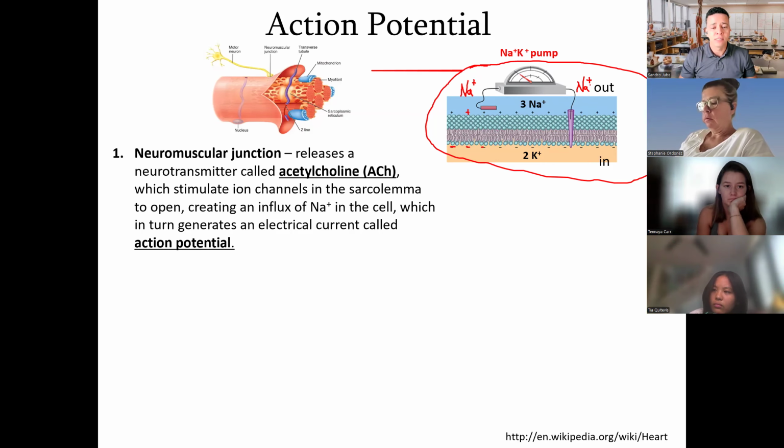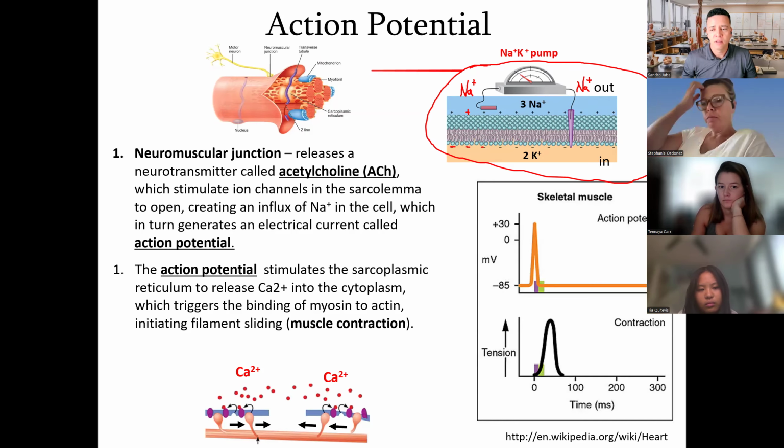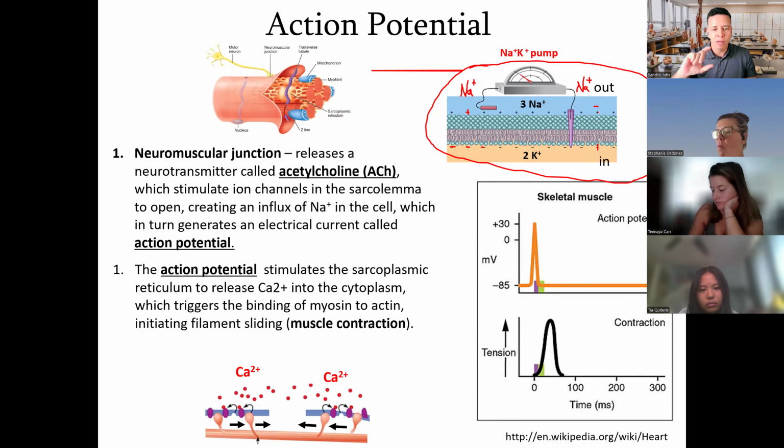Once the sodium enters the cell, what is going to happen to the polarity of the skeletal muscle cell across the membrane? Inside of the cell is going to go from negative to positive, and outside of the cell will go from positive to negative in a split second. And it is this very abrupt, very fast change in membrane polarity, from negative to positive and positive to negative, that creates a spark. And that spark, that electrical activity, is what we call the action potential.